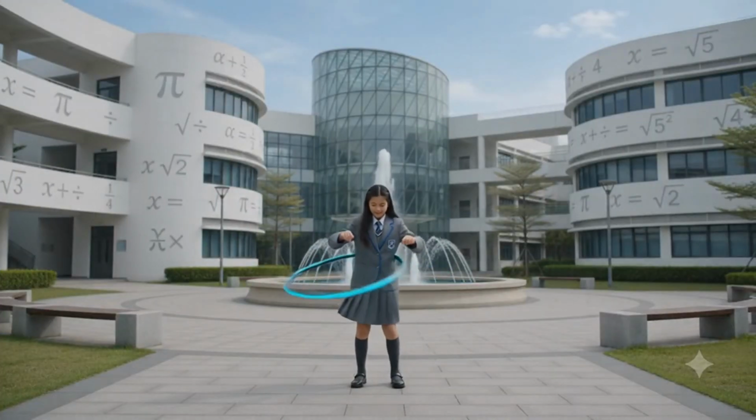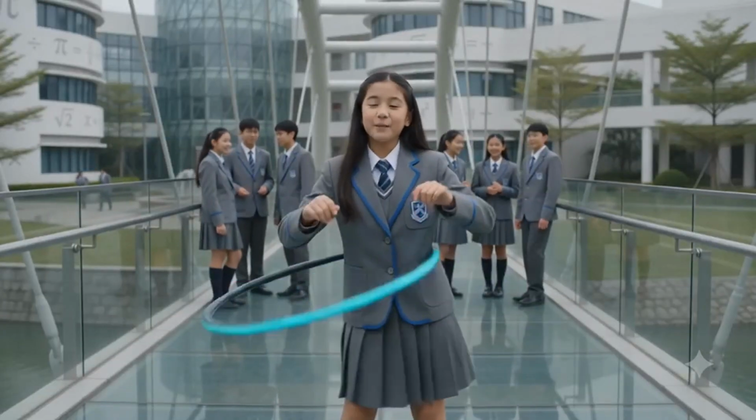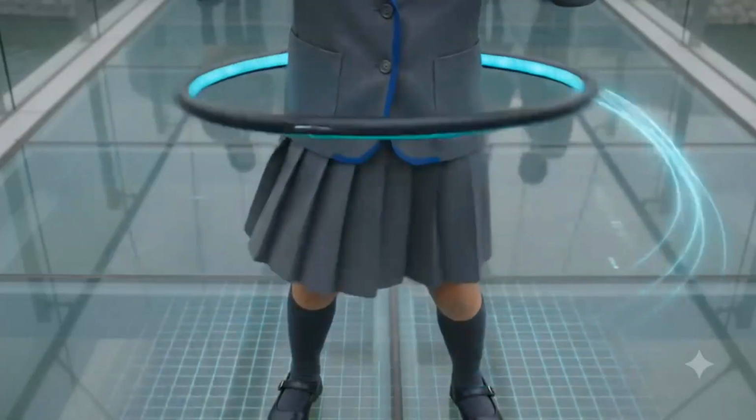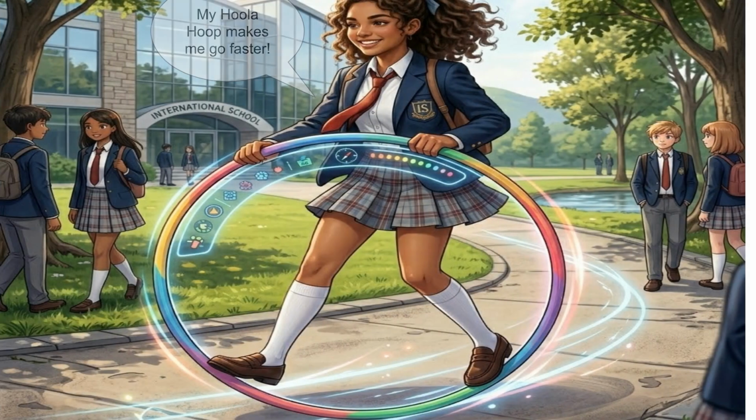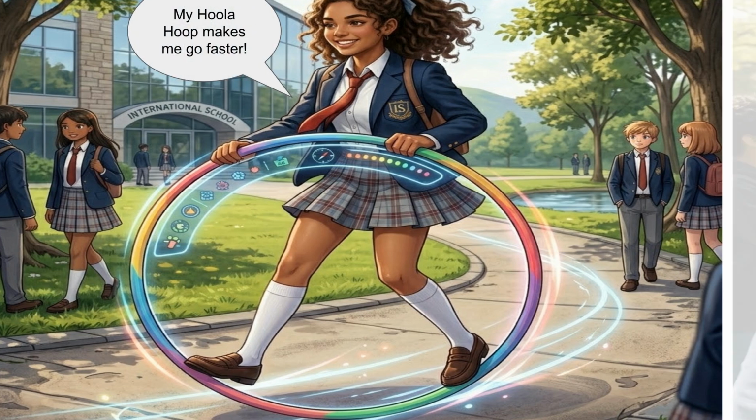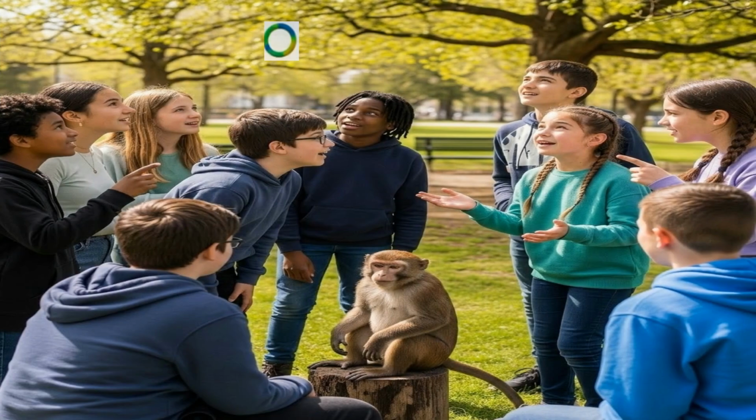Look around our math school and see how everyday objects can help us understand geometric concepts like area and perimeter. Things like a hula hoop demonstrate the concept of a circle and its boundary. We are going to explore the properties of circles.